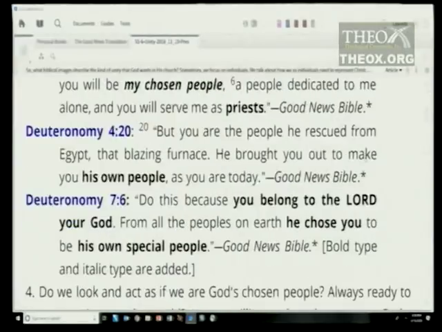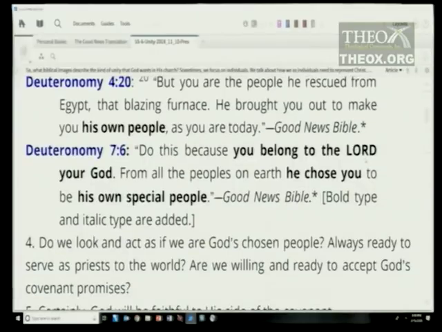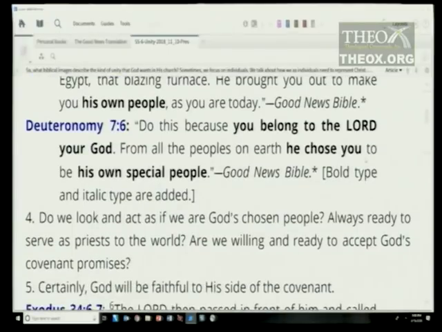Deuteronomy 4, verse 20. But you are the people He rescued from Egypt, that blazing furnace. He brought you out to make you His own people as you are today. Then we move along to Deuteronomy 7, verse 6. Do this because you belong to the Lord your God. From all the peoples on earth, He chose you to be His own special people.